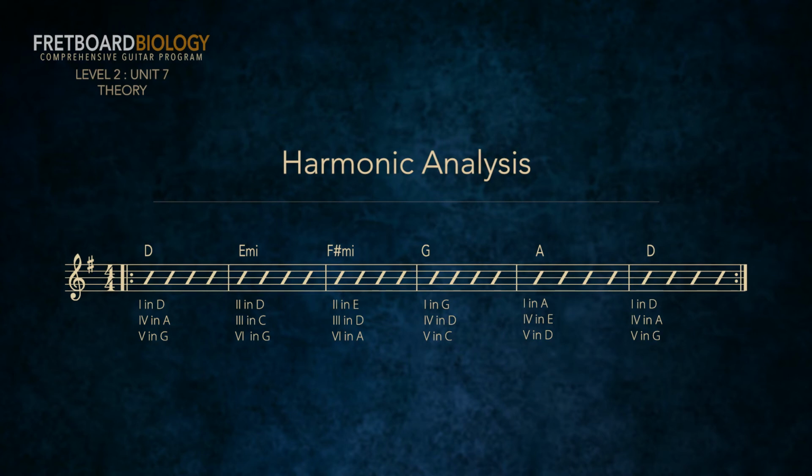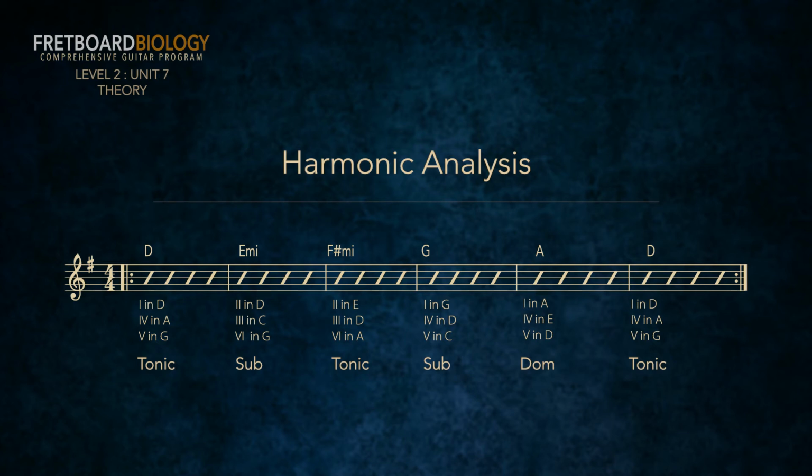Is there one key to which all the chords belong? Yep, it's D major. What chord family does each chord belong to? The D chord, the 1 chord, is a member of the tonic family. The E minor, the 2 chord, is a member of the subdominant family. The F sharp minor, the 3 chord, is a member of the tonic family.